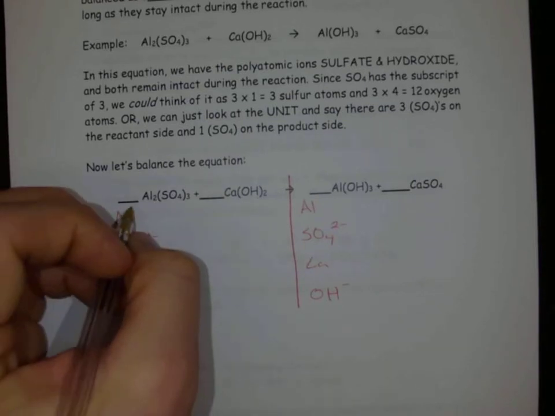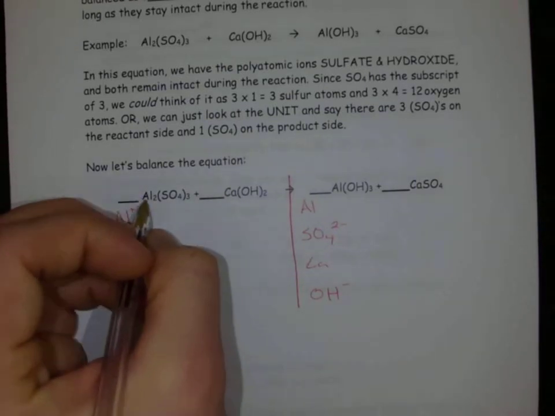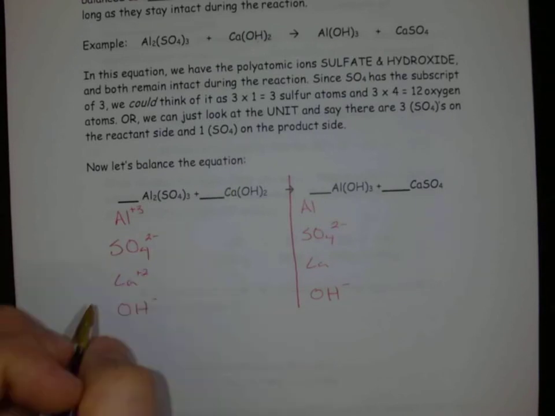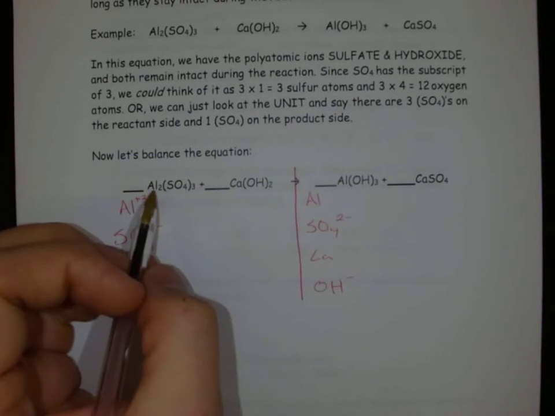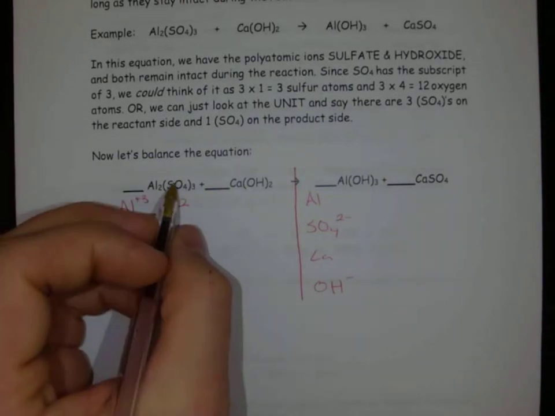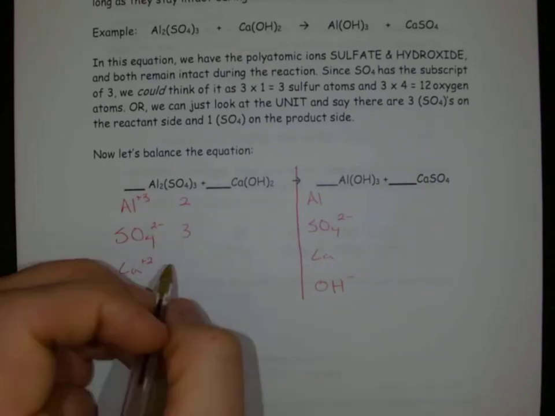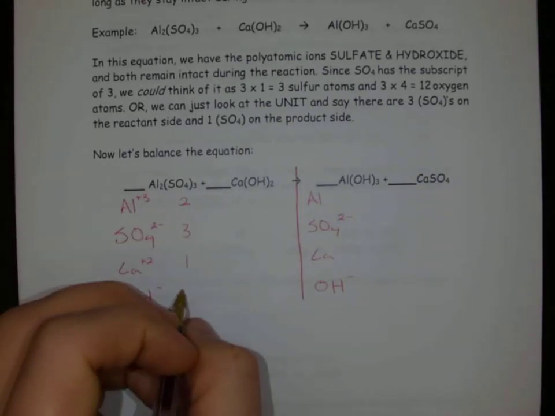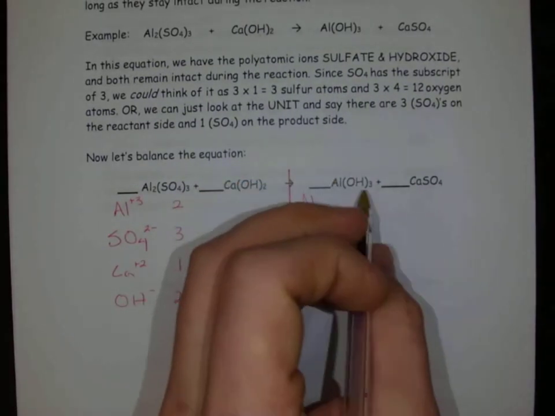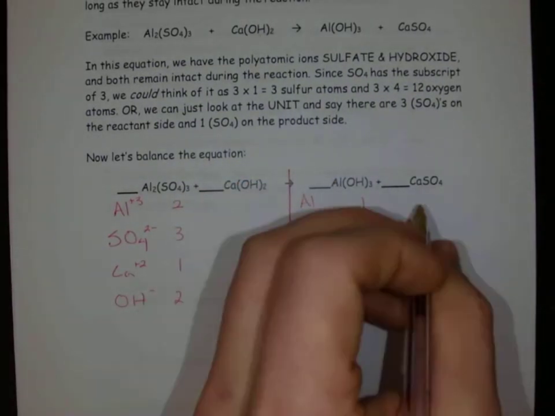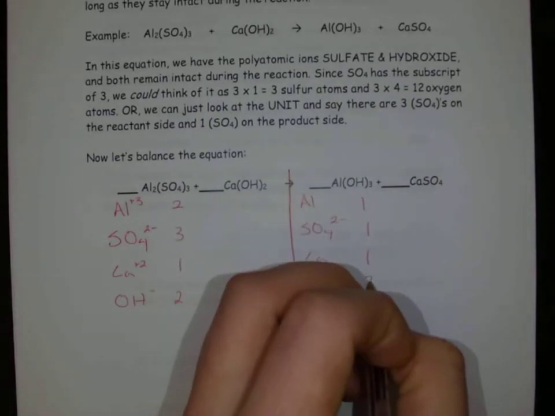Aluminum we know is a +3, so that should be an uncharged formula. Calcium should be a +2, so that's an uncharged formula. So we don't need to worry about our ionic compounds or our subscripts at all. Let's just worry about balancing our reaction. Over on the left-hand side, I see that I have 2 aluminums, 3 sulfates, 1 calcium, and 2 hydroxides. On my right-hand side, I've got 1 aluminum, 1 sulfate, 1 calcium, and 3 hydroxides.